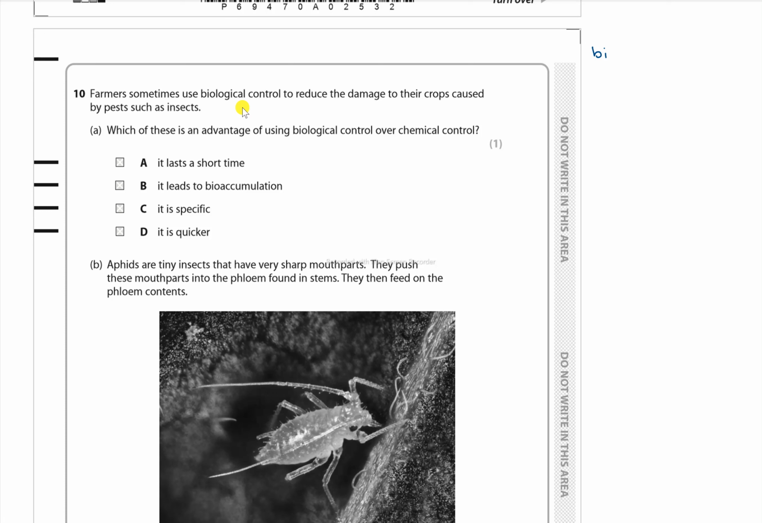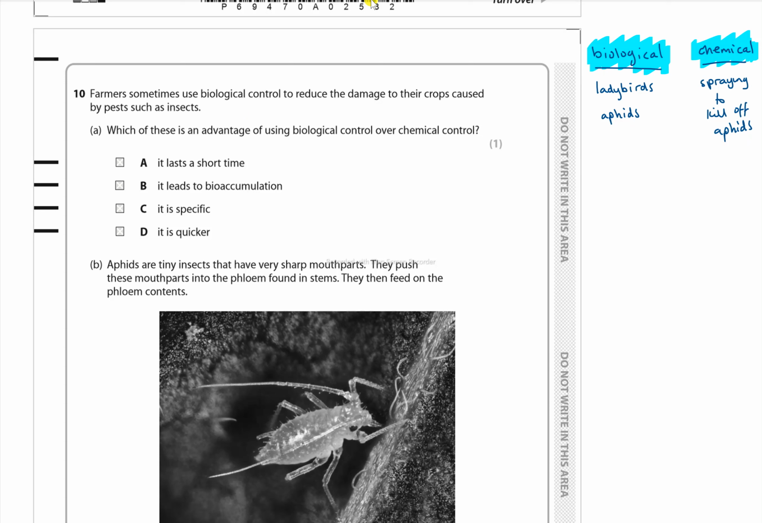You've got biological, and you've got chemical. So this might be introducing, for example, ladybirds to kill off aphids, and this one might be just spraying chemicals to kill off aphids. Right, so you've got to know the two types of control.